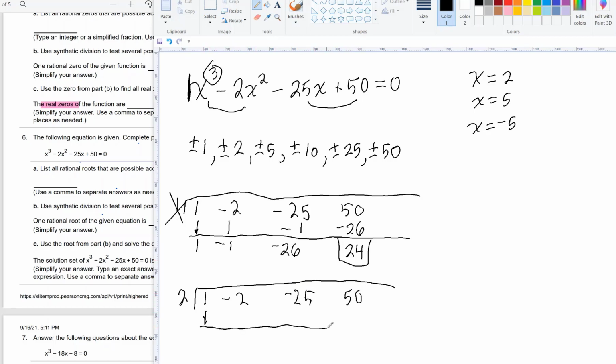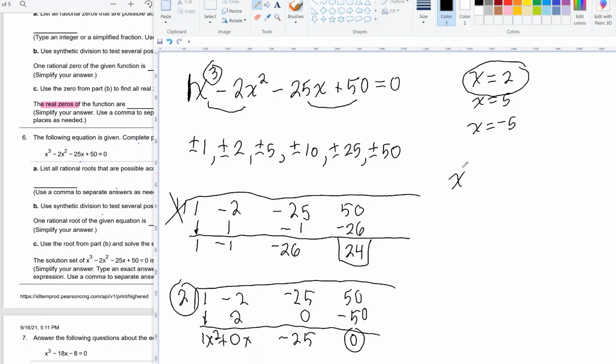Bring down this 1. 2 times 1 is 2. Add, you get 0. 2 times 0 is 0. Add, you get negative 25. 2 times negative 25 is negative 50. Add, you get 0. That's what we expected. This is a solution. Remember, when we factored, that's what we found. Now, reducing the power to 2, this would be x squared plus 0x minus 25.